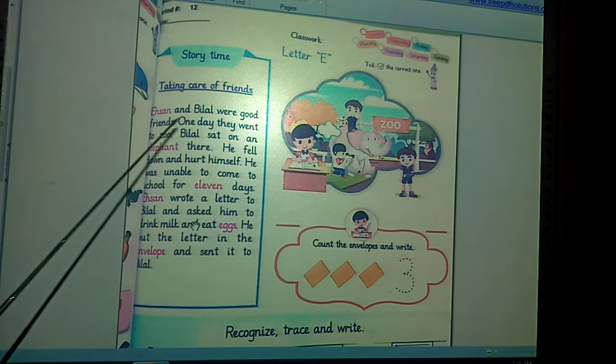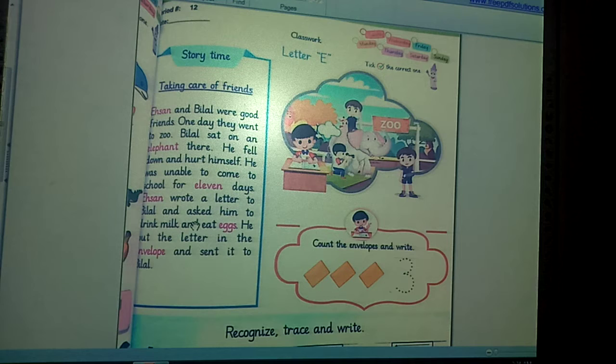Ehsan and Bilal were good friends. One day they went to zoo. Bilal sat on an elephant there. He fell down and hurt himself. He was unable to come to school for 11 days. Ehsan wrote a letter to Bilal and asked him to drink milk and eat eggs. He put the letter in the envelope and sent it to Bilal.